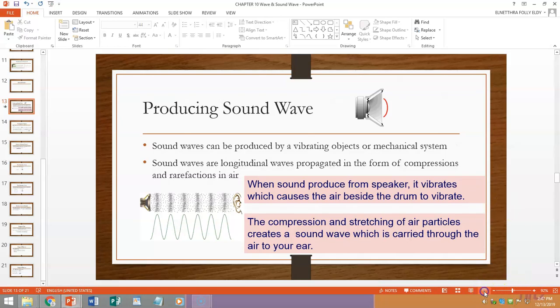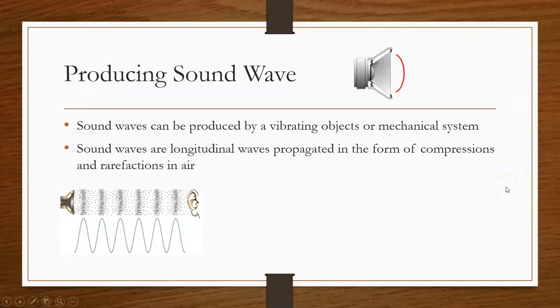Now, we continue with our second part of this chapter, which is sound wave. First and foremost, we need to know how to produce a sound wave. Sound wave can be produced by a vibrating object or mechanical system. Sound waves are longitudinal waves that propagate in the form of compressions and rarefactions in air.